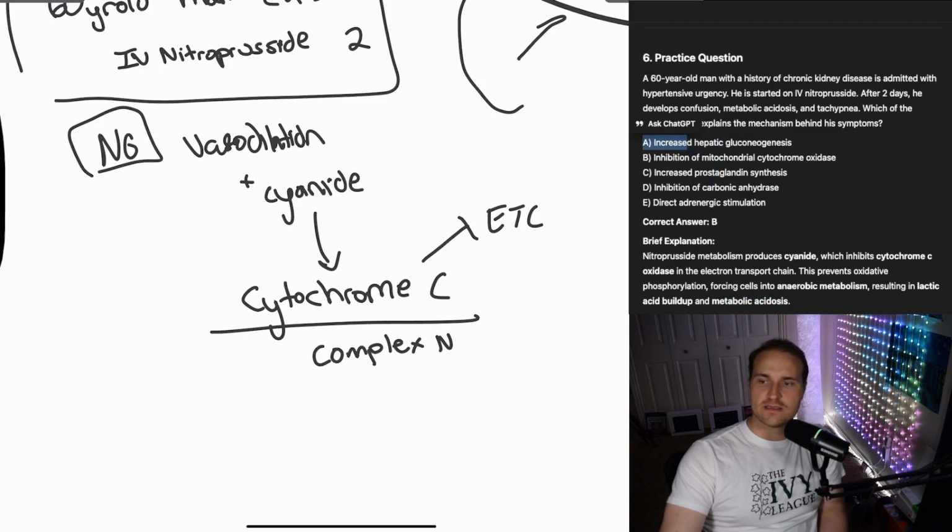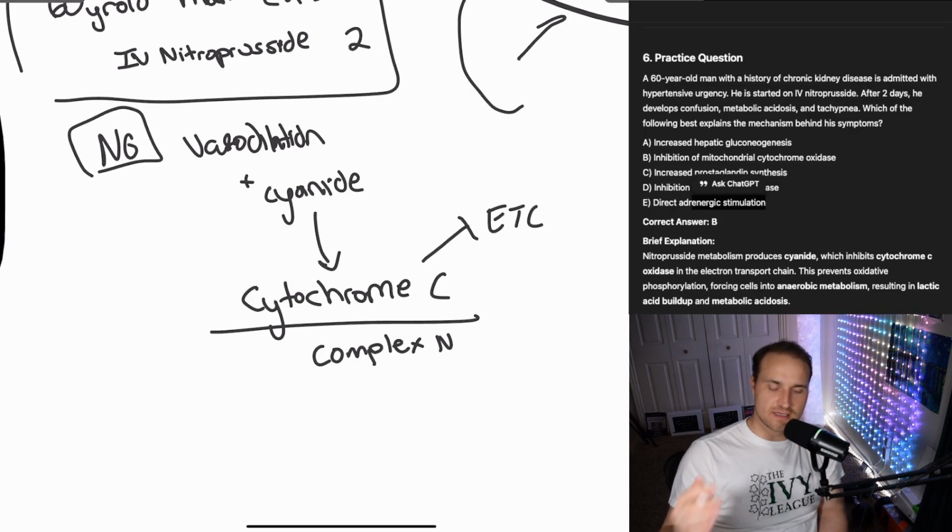Okay, increased hepatic gluconeogenesis. So that would actually not lead to acidosis or respiratory symptoms. It's just irrelevant. Increased prostaglandin synthesis, NSAID related. It's not going to be linked at all. So no. Inhibition of carbonic anhydrase. That's going to be seen with acetazolamide. That causes a non-anion gap metabolic acidosis. So totally different. And direct adrenergic stimulation. That causes hypertension, tachycardia, not bradycardia, and metabolic acidosis. Because it knows your adrenals, right? So those are the nerve cells where epinephrine, adrenaline, noradrenaline, or other substances act as a neurotransmitter.